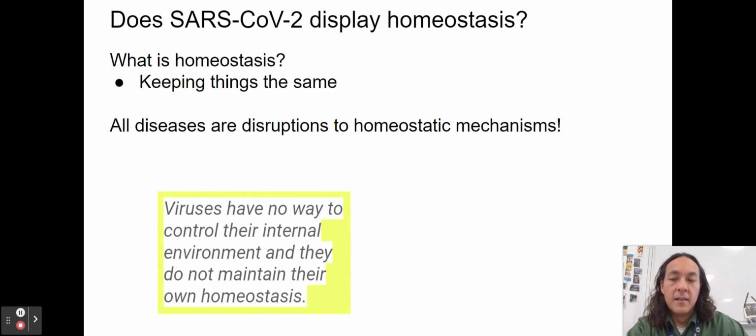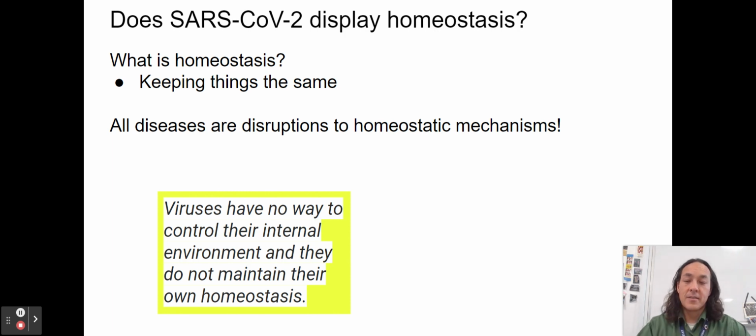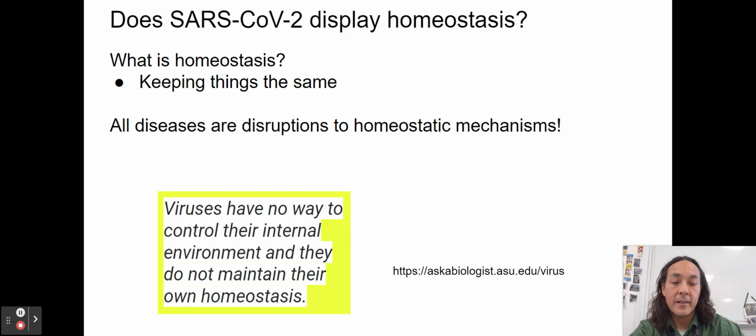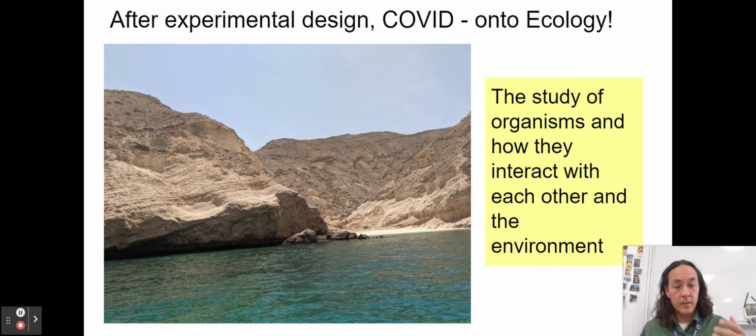So, all diseases are disruptions to homeostatic mechanisms. And I looked it up on Ask a Biologist at Arizona State University. And they say viruses have no way to control their internal environment, and they do not maintain homeostasis. All right, so that was the characteristics of life.